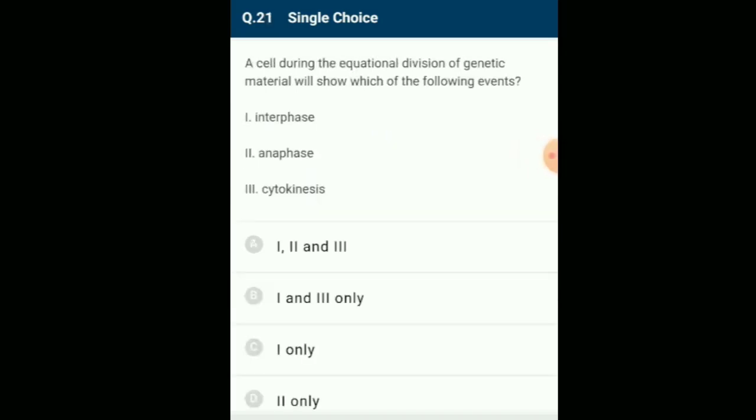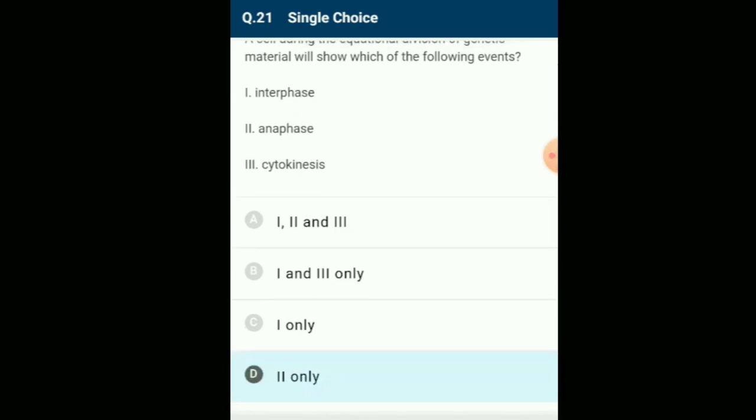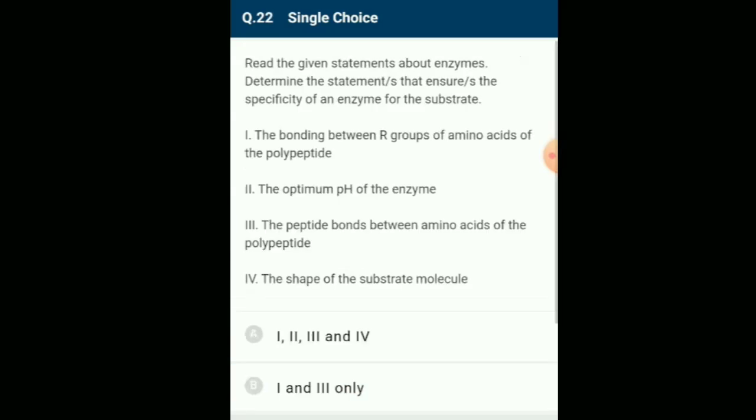21. A cell during the equational division of genetic material will show which of the following events? Here three events are given. Mitosis is one of the two divisional phases in the cell cycle. It occurs after interphase and is succeeded by cytokinesis. It is commonly called cytoplasmic division. Mitosis has prophase, metaphase, anaphase, and telophase as the stages of karyokinesis in the same order. So the answer for this question is option D, 2 only.